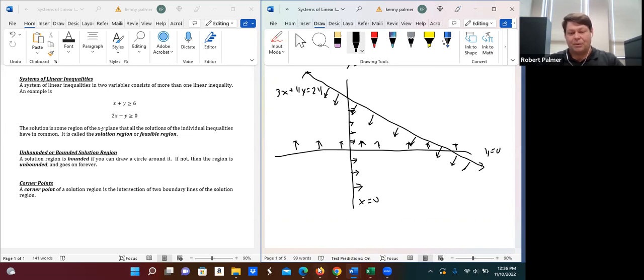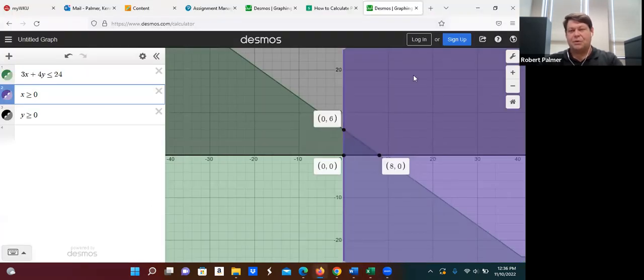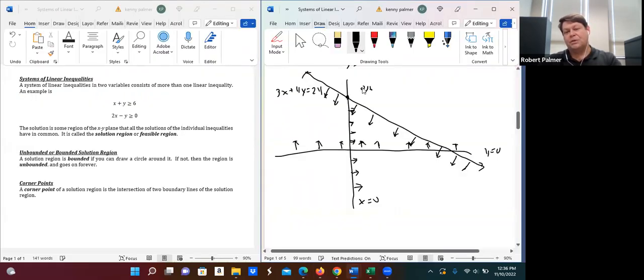And these points, let's go back and double check what they were. 0, 6, 0, 0, and 8, 0. Those are our corner points. So 0, 6, 0, 0, and this point over here is 8, 0. Those three are our corner points. And then also, this is a bounded region because I could draw a circle around this. It's not going to grow any larger. So I can draw a circle around it. That makes this what's called a bounded solution region.